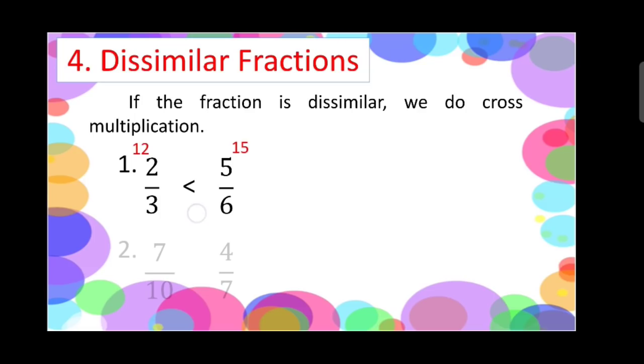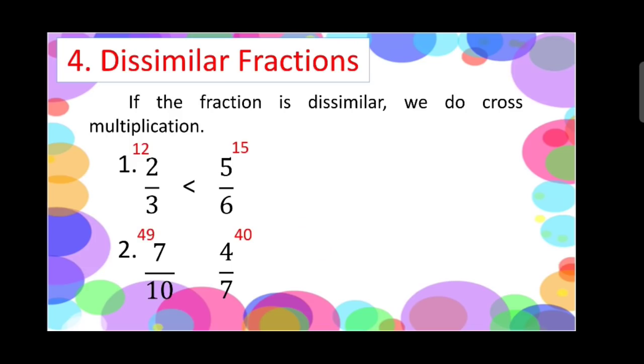So, number 2. Ayan. 7 over 10, then 4 over 7. So, we do cross multiplication kasi magkaiba sila ng numerator tsaka denominator eh. So, 10 times 4 is equal to 40. Then, susunod naman si 7 and 7. So, 7 times 7 is equal to 49.